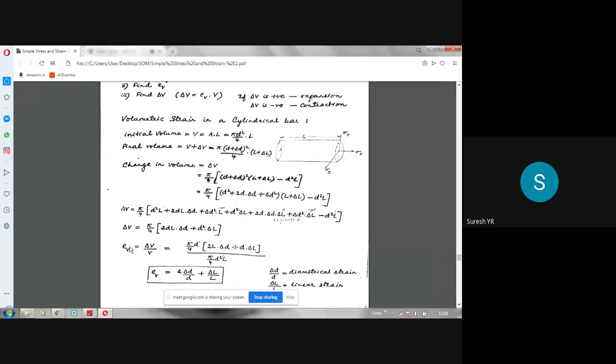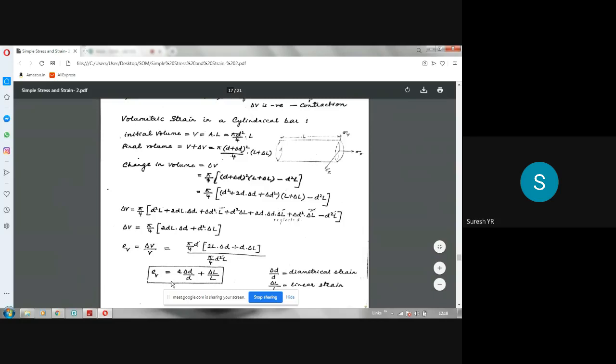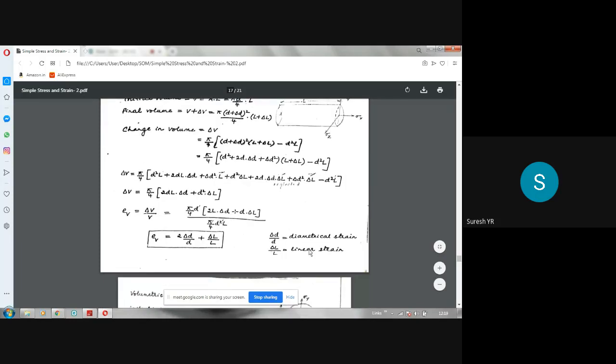Now, what is volumetric strain? According to the definition of volumetric strain, it is the ratio of change in volume to initial volume. So change in volume is delta V. So that is this expression, the numerator, divided by initial volume is this. So if you simplify that once again, and if you write it in standard form, you'll be getting like this. See, in the case of cylindrical bar, the volumetric strain will be equal to 2 times the diametrical strain plus 1 time linear strain. See, diametrical strain is delta D by D. Linear strain is along the length. Linear strain is delta L by L.